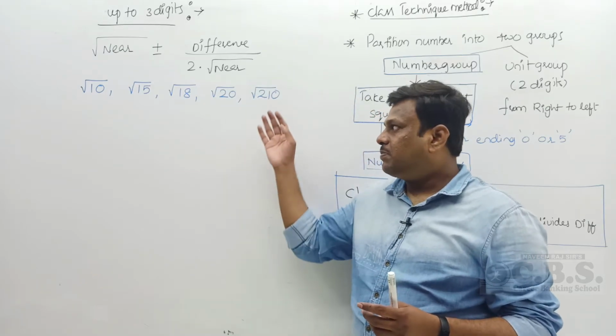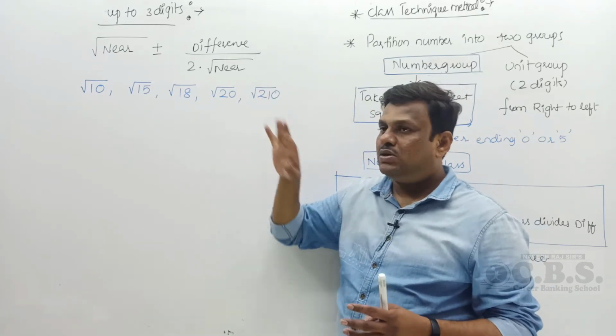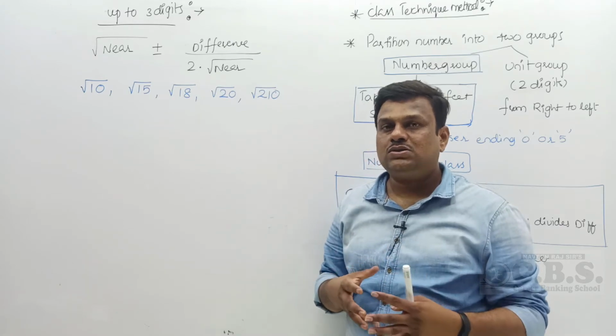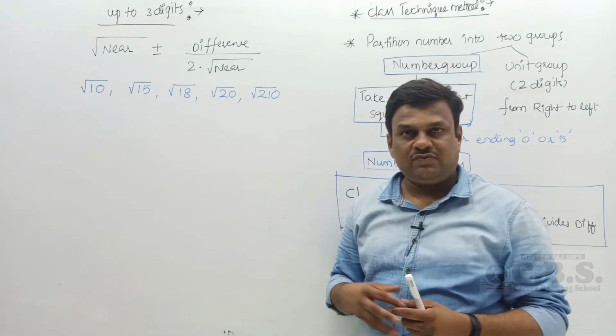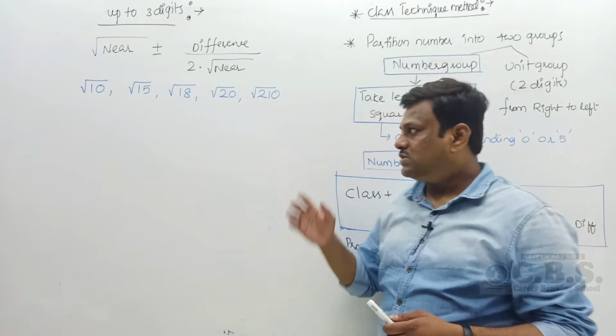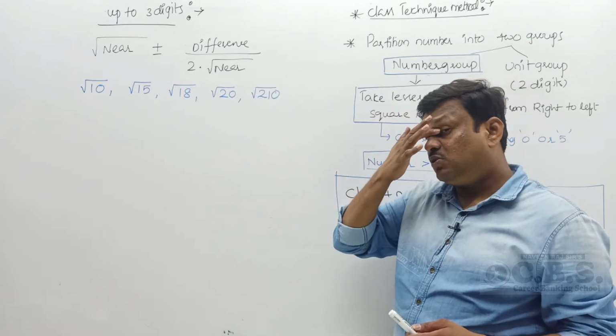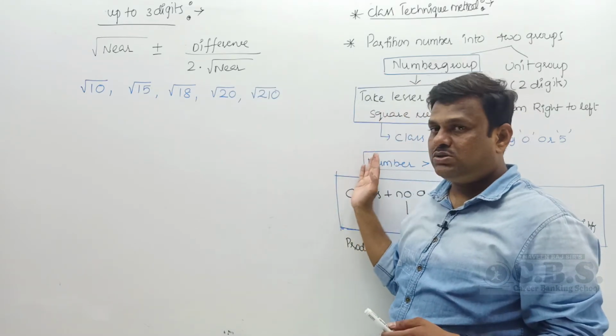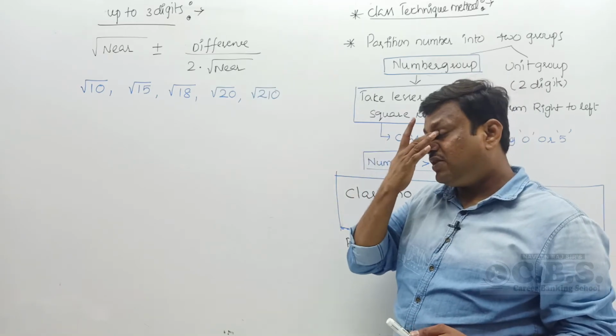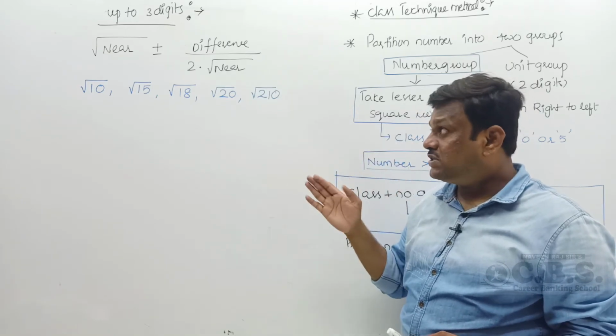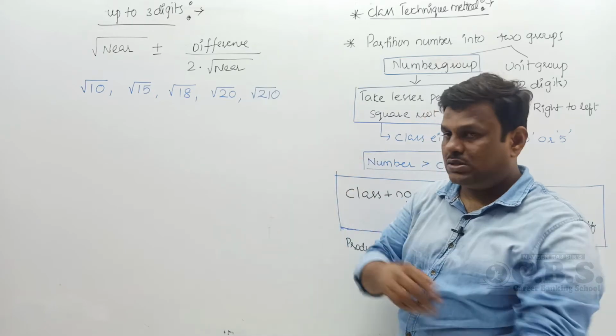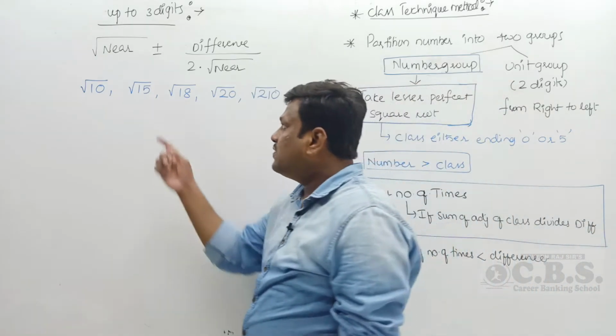If you practice 4 or 5 digits with the same concept, it will create some hurdles while you are finding the non-perfect root. So to avoid that, when the given number has more than 3 digits, shift to the other concept. If the given number is below 4 digits, meaning up to 3 digits, we use this concept. What is the concept? First, take the near value.